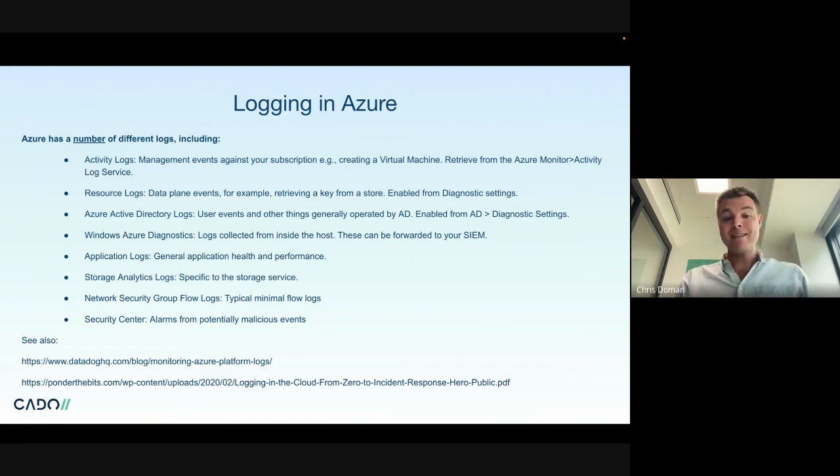Datadog have a very detailed listing of the logs that might be of interest to you. It's a bit focused on Datadog, but still very useful. And then there's the Black Hat talk about logging in the cloud, zero to hero. It's a really long talk, but it's great. It's a pretty exhaustive list of all the logs and which ones you're going to want to make sure are enabled.